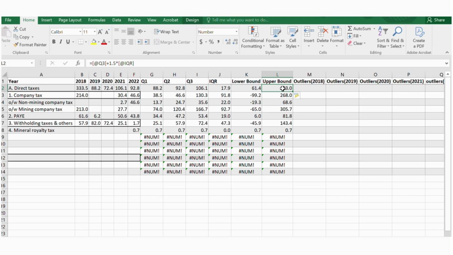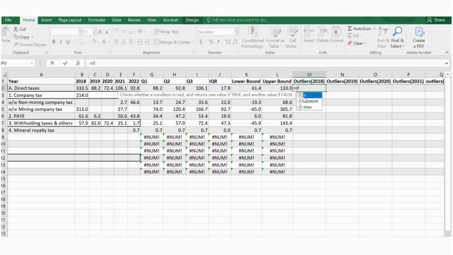So now that we've got all these vital things we need for identifying our outliers, we can go on to our outliers. We'll start with the outliers for direct taxes. The rows are looking at the outliers for that particular tax and in which year you actually had an outlier. So in this case, for outlier 2018, the formula is going to be equal to IF, right? Then you have your OR.